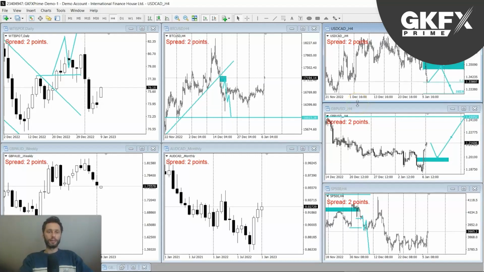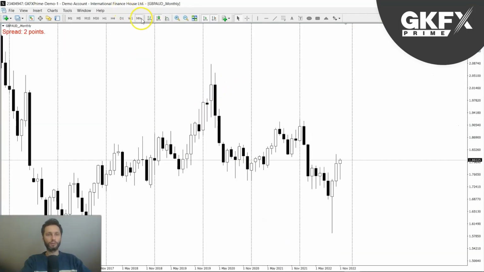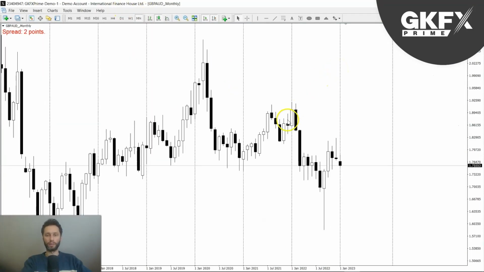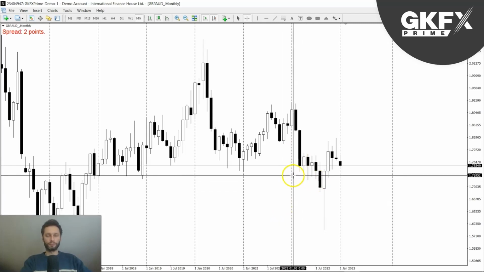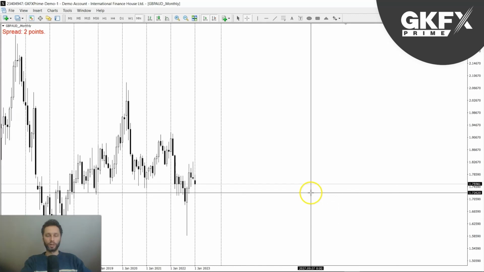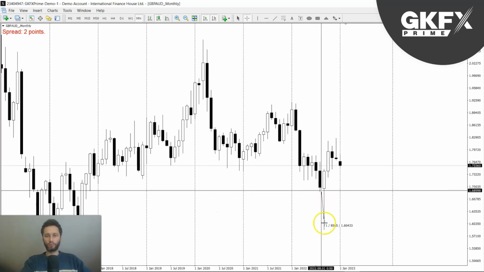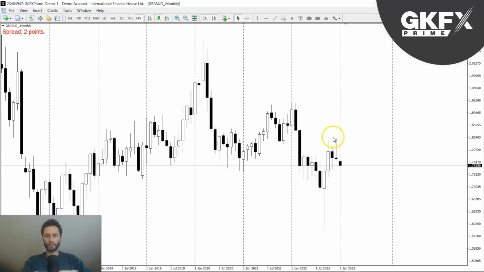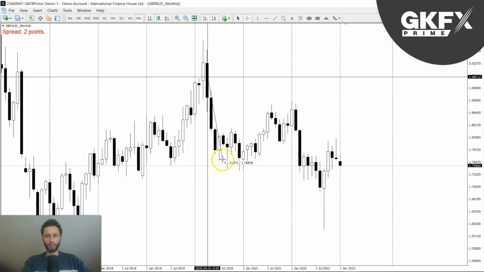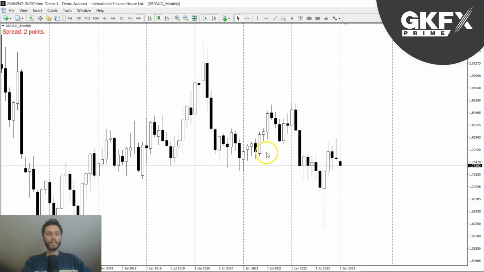The next idea here, let's look at pound Aussie. Here's pound Aussie. Let's look again on the monthly. What have we got here? The monthly picture is showing two things. On the one hand, we've got this massive wick to the downside, which is pushing the market higher. On the other hand, the monthly picture is showing lower lows and lower highs, and therefore weakness.